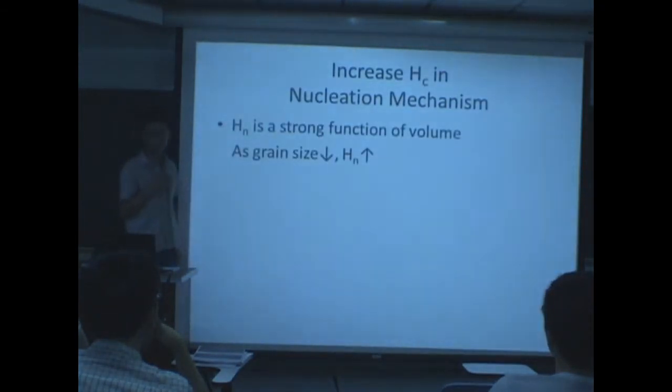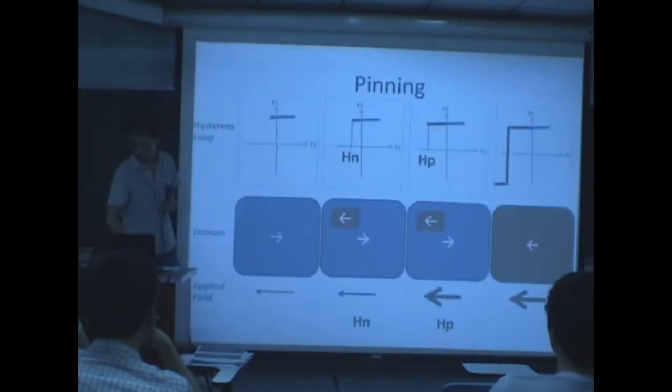So if we want to increase our coercivity in the nucleation mechanism, we want to increase our nucleation field. And researchers have found that as your particle size decreases, the nucleation field will increase. So one way to increase the coercivity of your magnet is to have a finer structure.